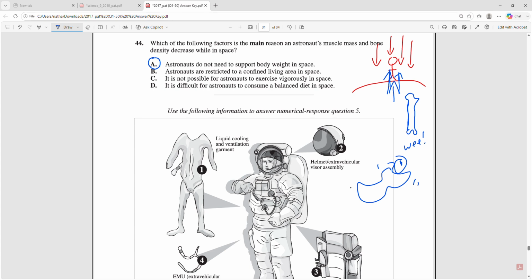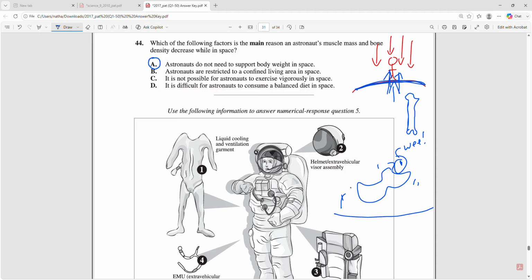Okay, and they don't have that force of gravity on them. So the answer to this one is astronauts do not need to support their body weight. Now, the way it's worded is maybe a little confusing. When it says they do not need to support their body weight, they mean they're not forced to have to support their body weight the way we do on Earth.